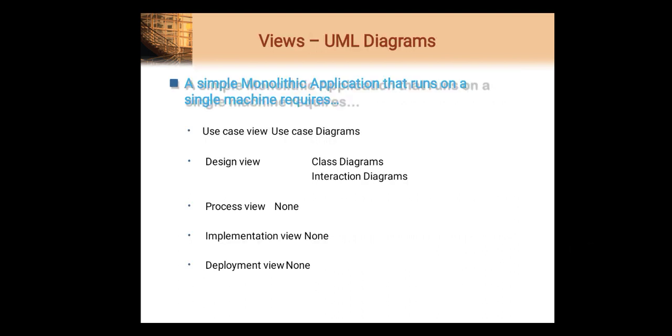Now for the views, if we are working on a single machine, then from the different perspective views, UML diagrams are used. A use case diagram is used for representing the scenario, whereas for the design view we are using the class and interaction diagrams. We are working on a single machine, so there is no diagram that needs to be used for the process, implementation as well as the deployment.